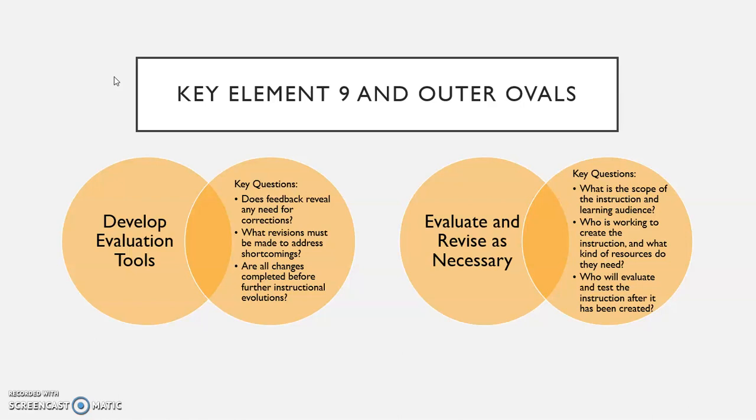Element 9 touches on the evaluation instruments and measures that will be used to ensure the learner can be successful and that learning outcomes can be accurately assessed. This often includes testing in some form, but not in all cases.